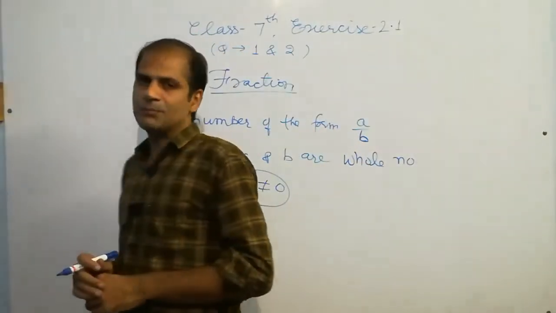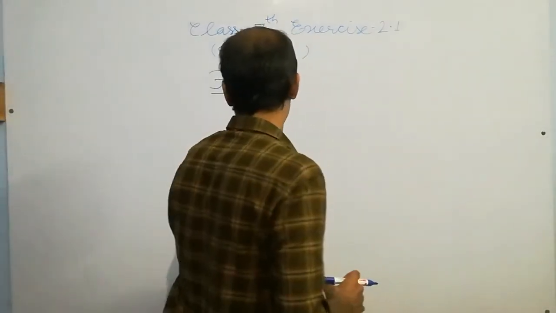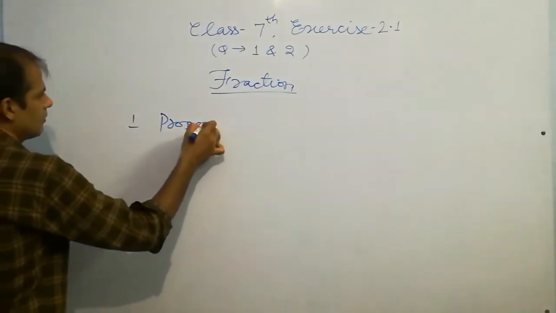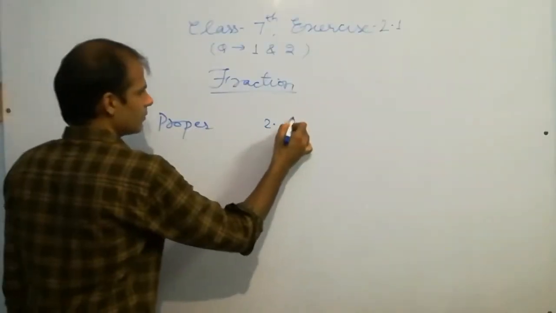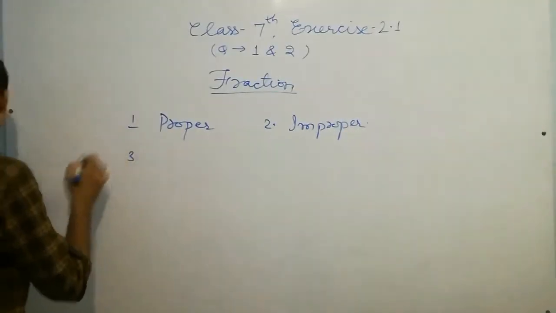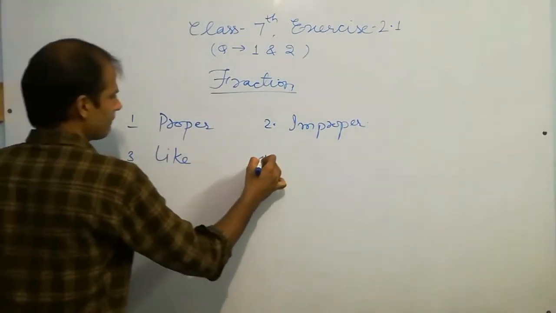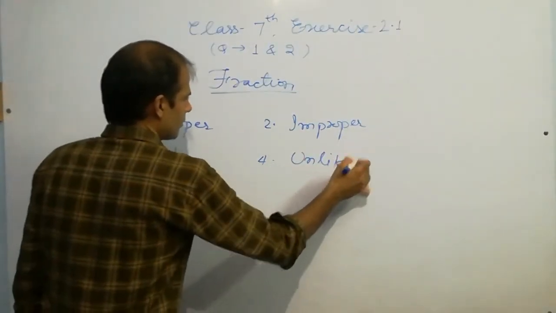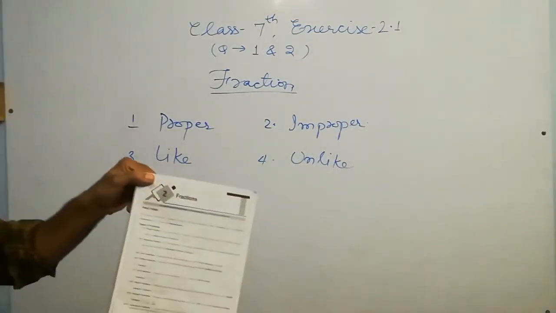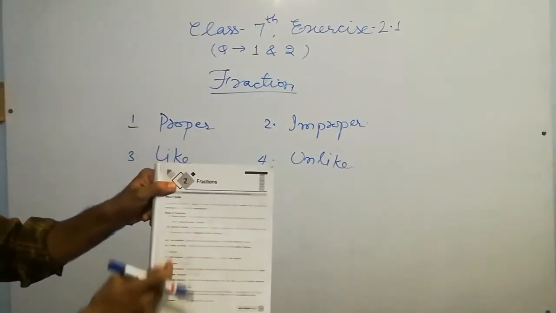Now there are different types of fractions. I am going to tell you. First is proper fraction. Second is improper fraction. Okay, and next is like fraction, then unlike fraction. So all these points are given in your book. This is page number 21, and this is second chapter, fractions. So here are the points.